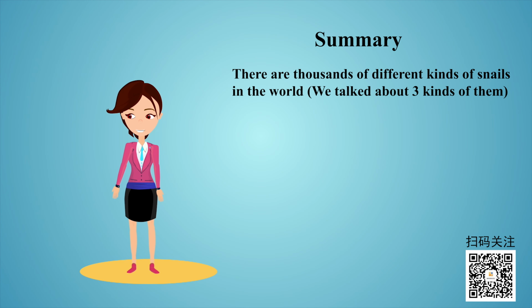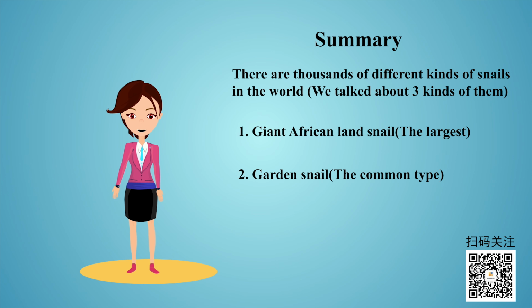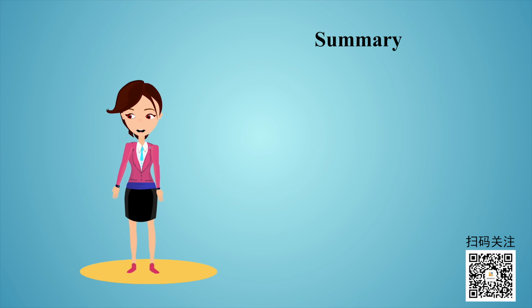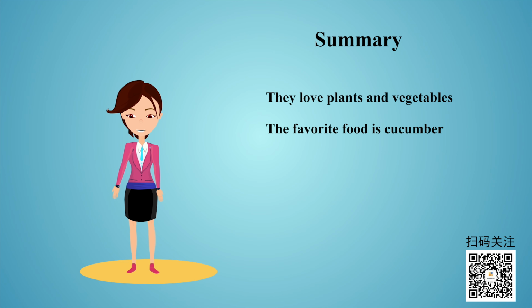We learned that there are thousands of different kinds of snails in the world. We talked about 3 different kinds: the largest giant African land snail, we talked about garden snails, and we talked about the Roman snail. What are some other things you remember about snails? Do you remember what their favorite food was? They love plants and vegetables, but they especially love eating cucumbers.